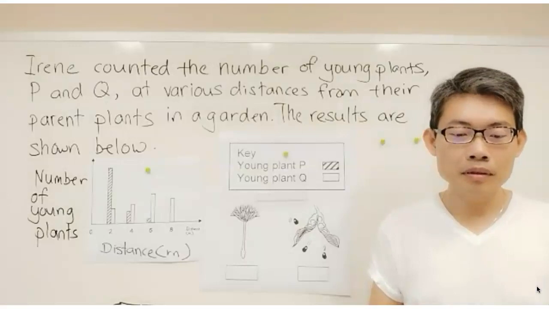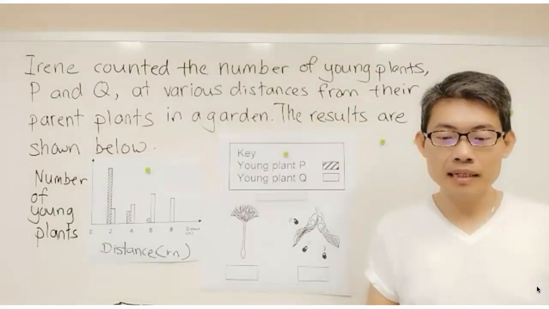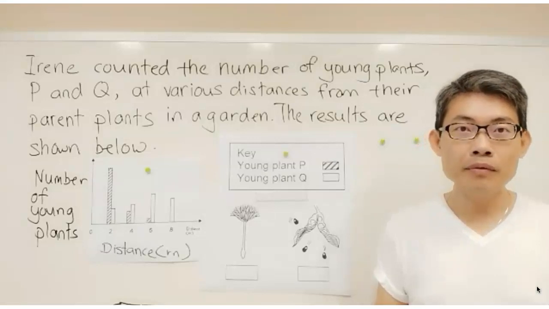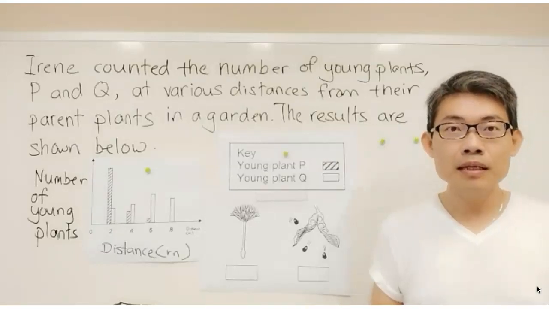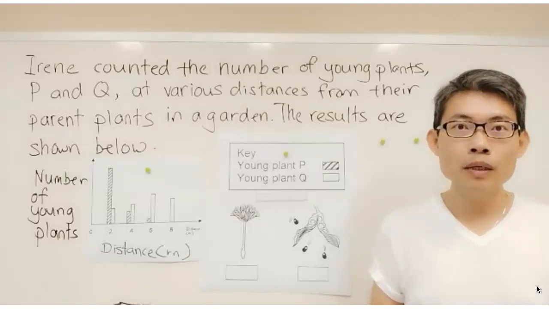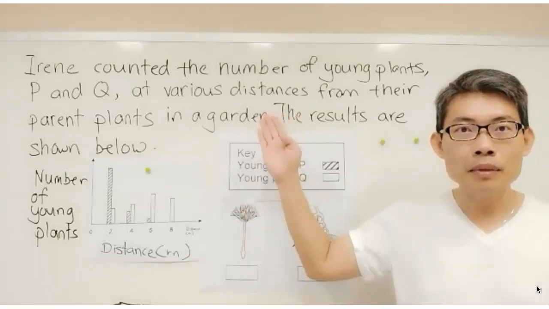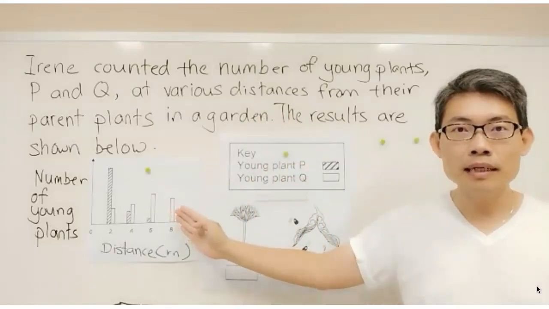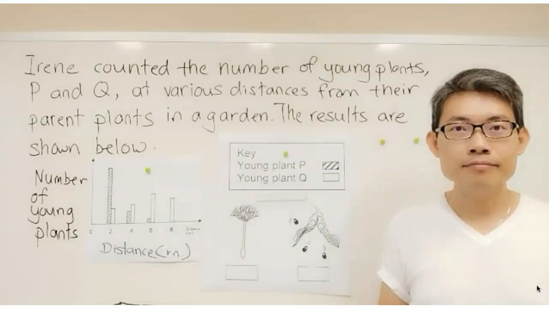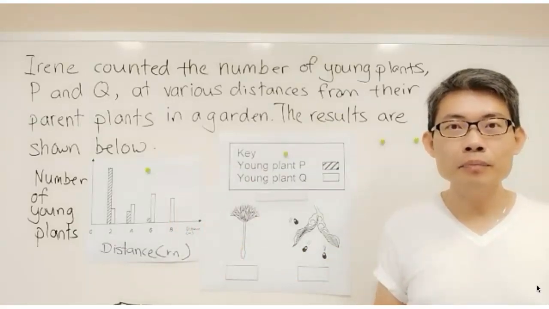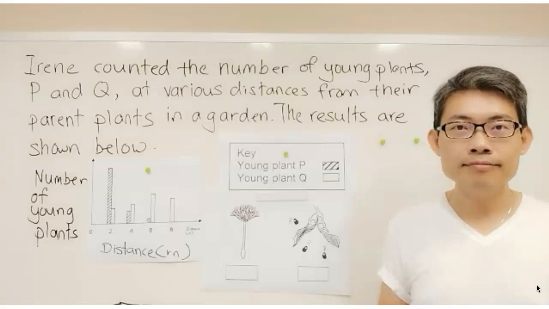Irene counted the number of two different types of young plants, P and Q, at various distances from their parent plants in a garden, and the results are shown below. I'd like you to pause the video for a while to read not just the text, but also the legend, the graph, as well as the picture. After you have finished reading this carefully, then play the video again.